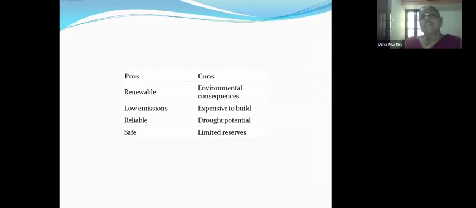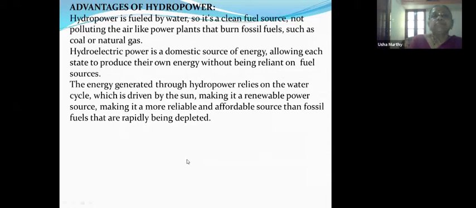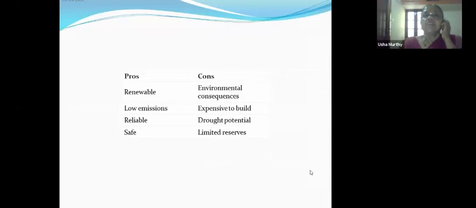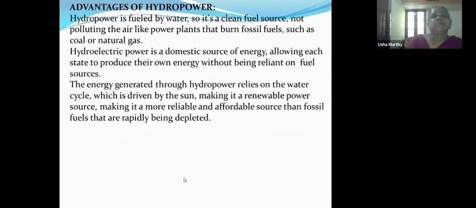Okay. Of course, even this has some advantages and disadvantages. It is a renewable energy, low emission, and also reliable. Some disadvantages are also there. It could lead to environmental consequences. It's expensive to build, has drought potential, and limited sources. But if we have some measures to contain this, we can go for this type of thing.